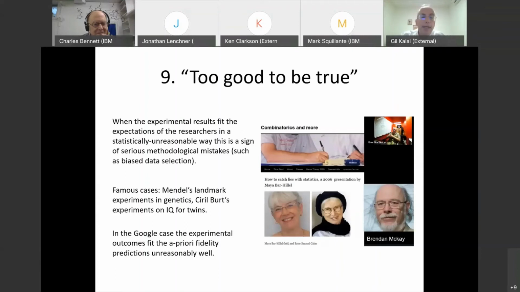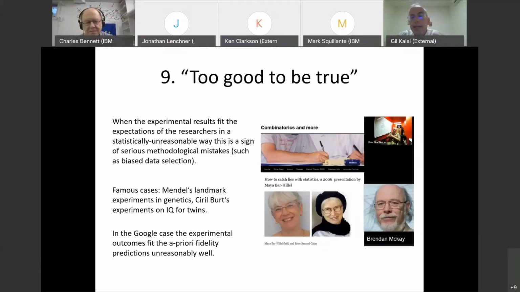And another famous example is Cyril Burt's experiment on IQ for twins, sorry about the mistake with the Y. And I should say that 20 years ago, I studied with some colleagues, Dror Bar-Natan, Brendan McKay, and Maya Bar-Hillel, a statistical case where we also explored how the data manifests some naive statistical expectation of the researchers. And this is a recent reunion in some Zoom meetings, so Dror was in the audience, and Maya was on the slide that I presented. Brendan was not there, but I added him using Photoshop. And this is as good as we can get these days.